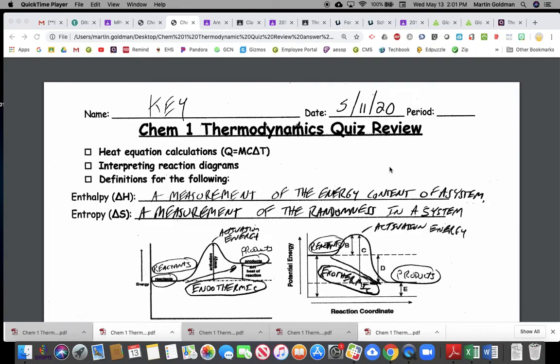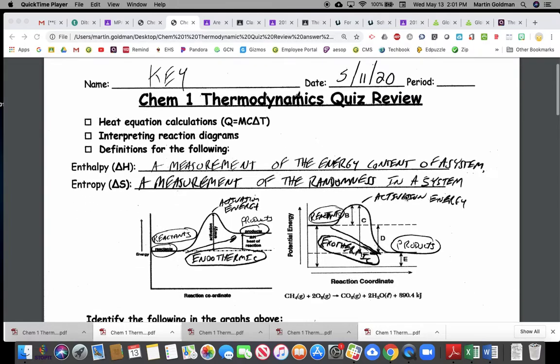Let's take a look at the quiz review. I got some feedback from you guys, a little math boo-boo if you caught it. I fixed it, so here's what you need to know. The heat equation is Q equals mc delta T. Q is heat, m is mass, c is the heat capacity, and delta T is the change in temperature.